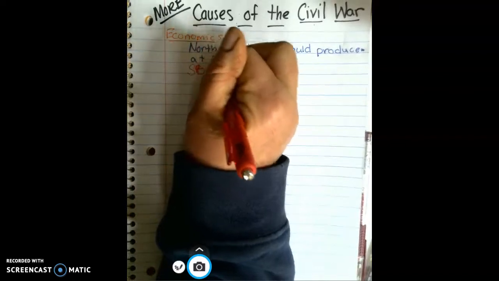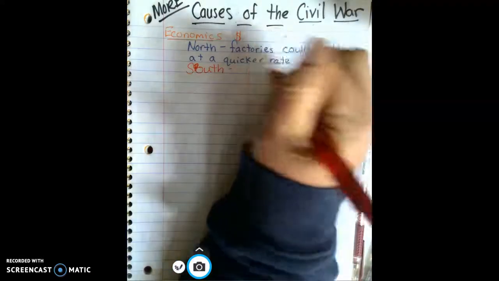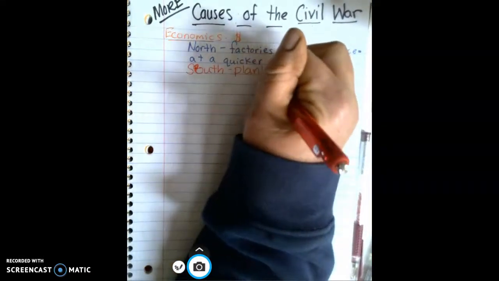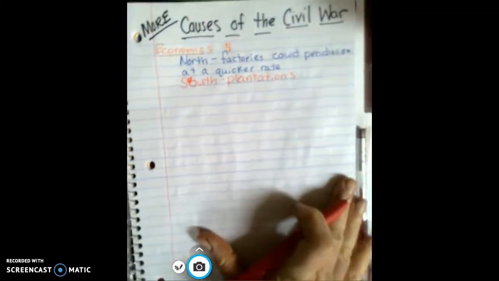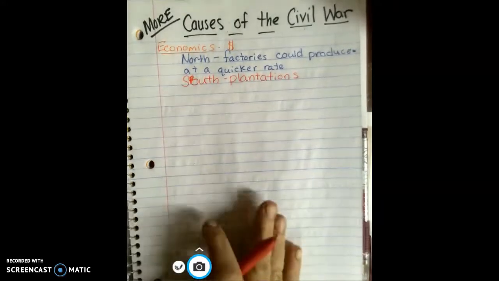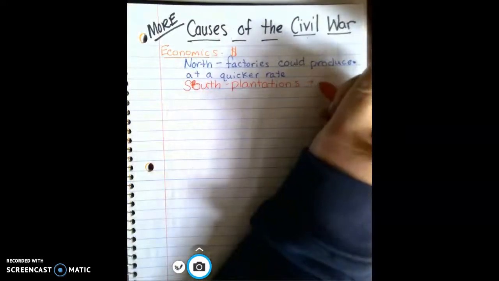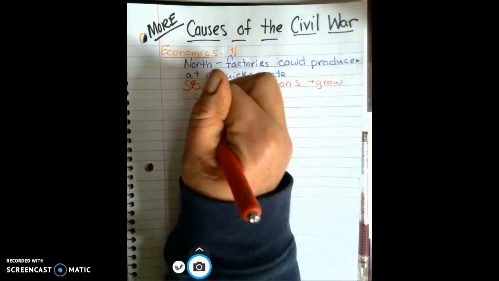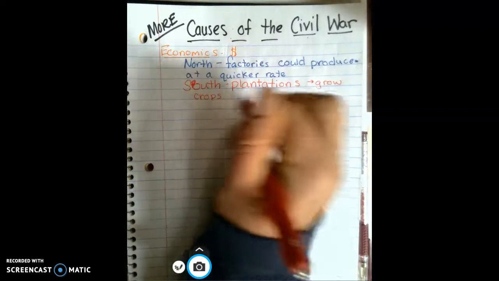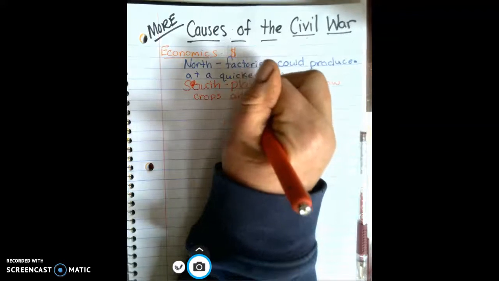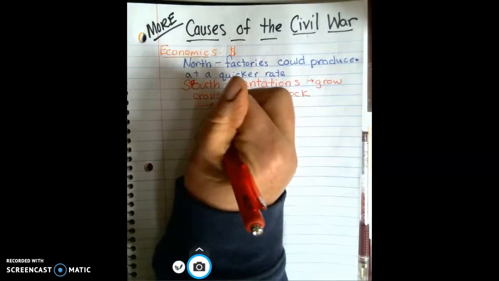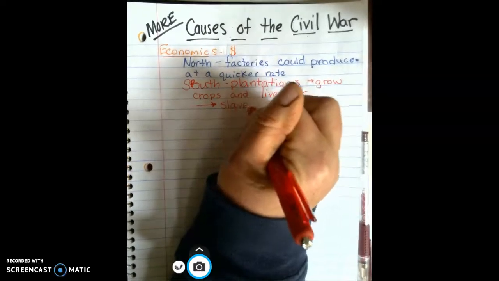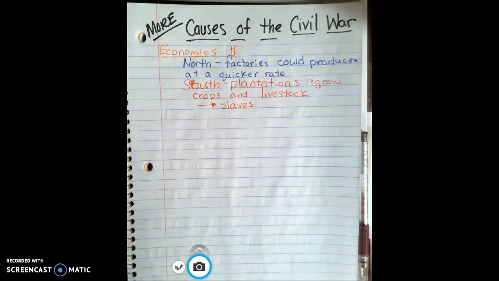The South, on the other hand, remember the South had the big plantations. Remember, a plantation is a big farm. I'm talking big. Like these were hundreds of acres, very big. They had the big plantations, so they were able to grow their own crops and livestock. Now, the North had farms, but they weren't nearly as big as the plantations. And remember, those plantations depended on slave labor to grow the plants and crops and produce the livestock.